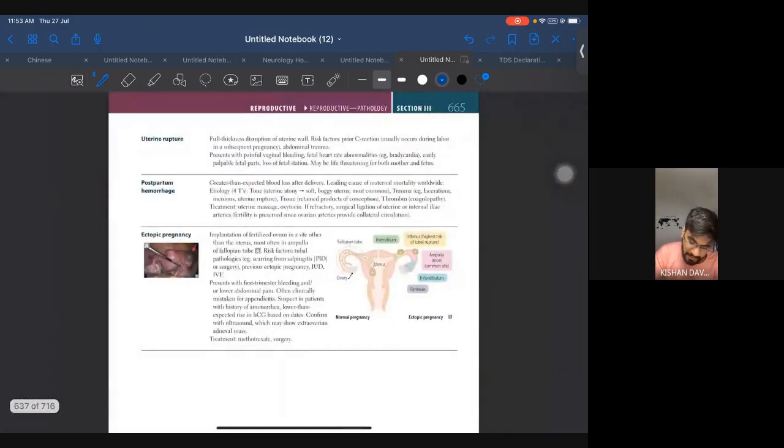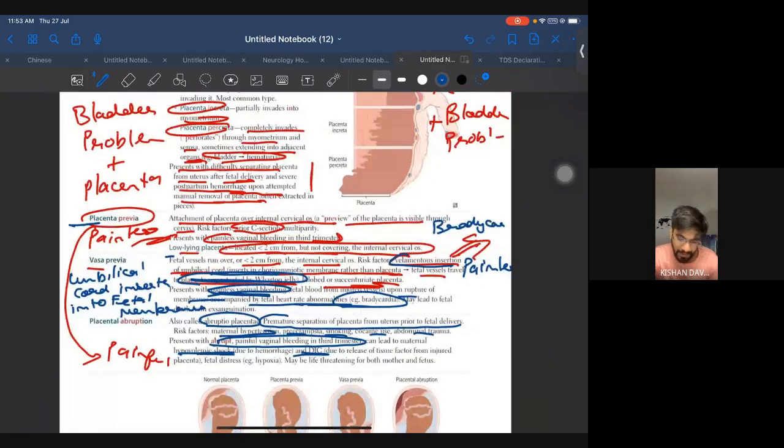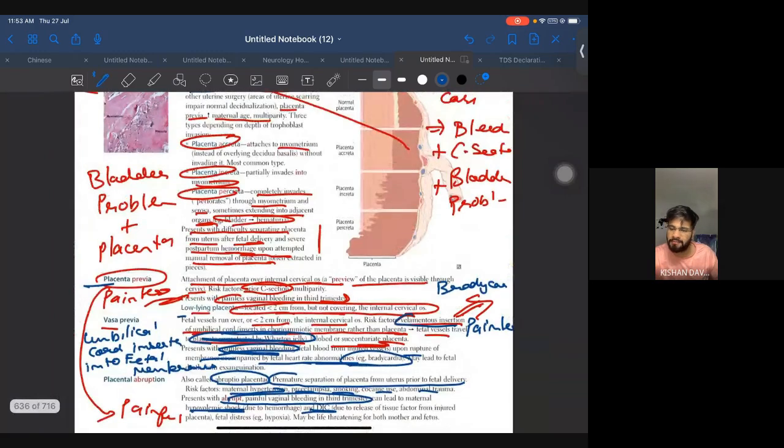We are remaining with, okay, all done. So let's just see one important feature from each of these. Placenta accreta, so bladder involvement they will give. In placenta accreta, the placenta will insert into the myometrium. Risk factors: C-section. Okay.